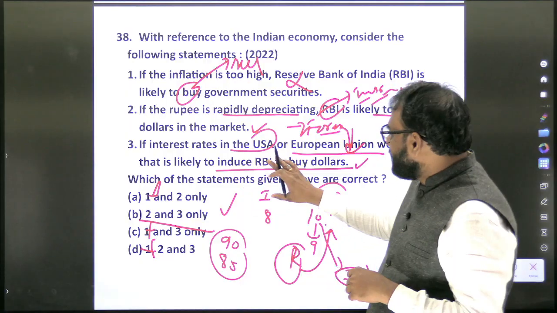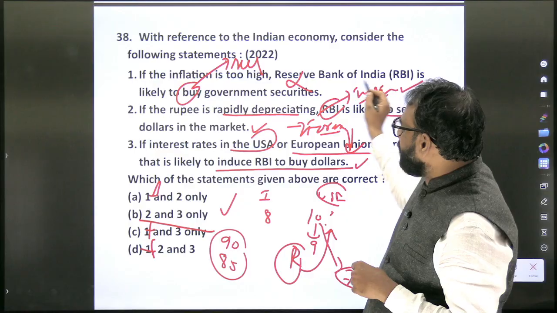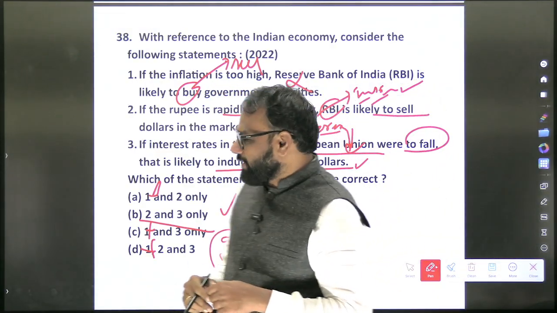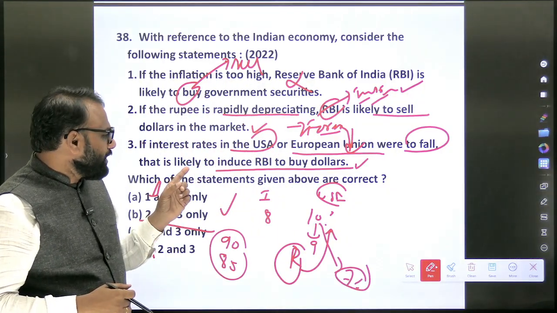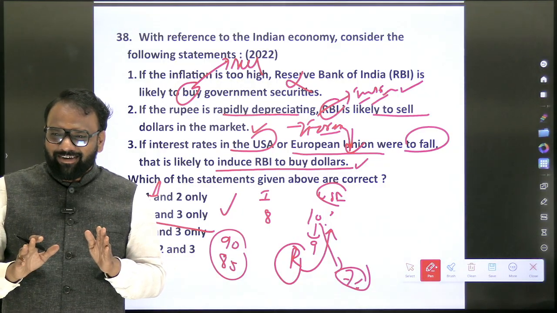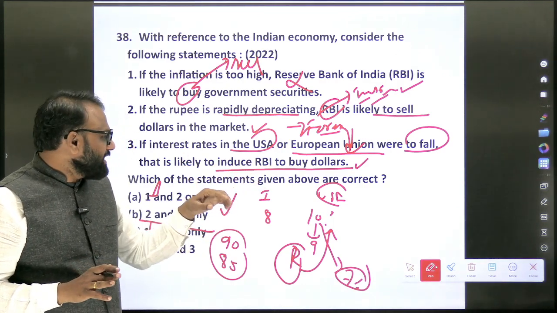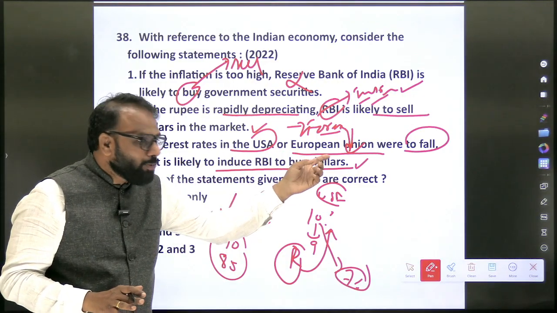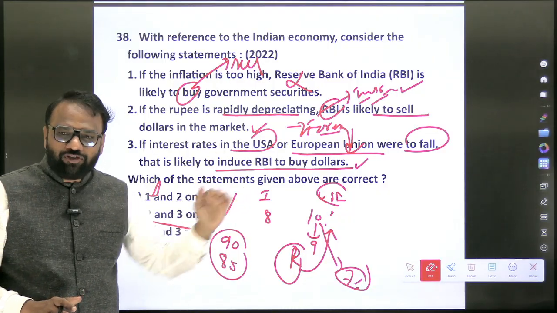Now similarly, if you just change the statement: if the inflation is too high, Reserve Bank of India is likely to sell government securities. True or false? True. In the third statement, if the interest rates in the USA or European Union were to fall, that is likely to induce capital inflow in India. True or false? If the interest rates in the USA or European Union were to fall, that is likely to induce capital outflow from India. False. If the interest rates in the USA or European Union were to rise, that is likely to induce capital inflows into India. False. That is likely to induce capital outflows from India.